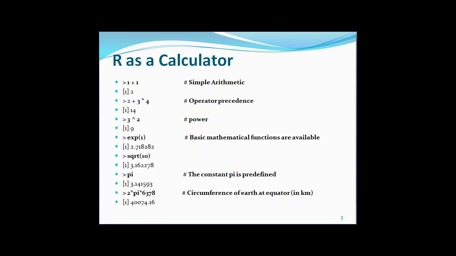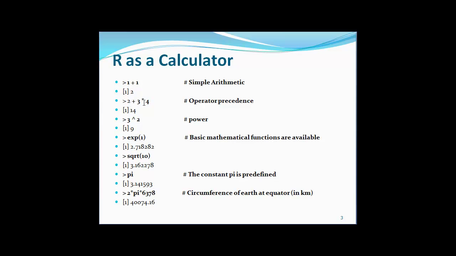R is a calculator. In R we can do all the calculations that we do on a calculator. For example, the simple calculations, that is addition, multiplication, subtraction, division, directly you can go on the screen, write the calculation part, that is 1 plus 1, 1 minus 1 or any other, and you will get the answer like this. Now second is the operator precedence.